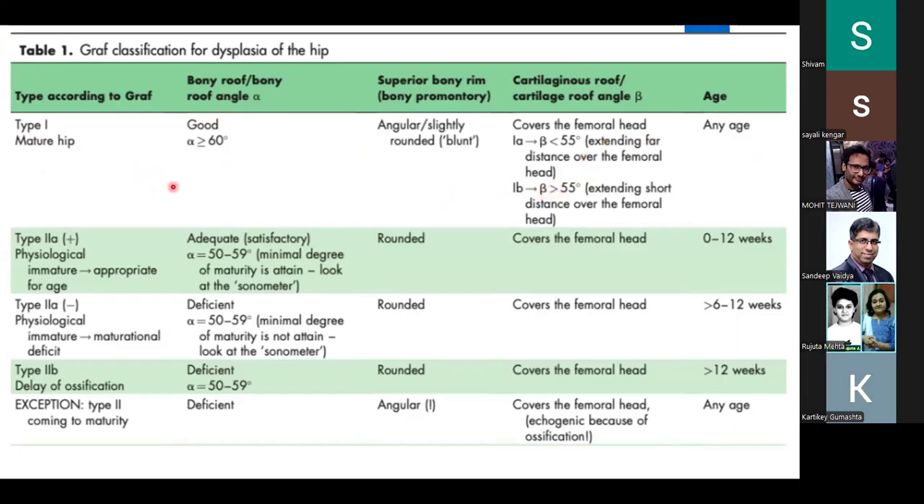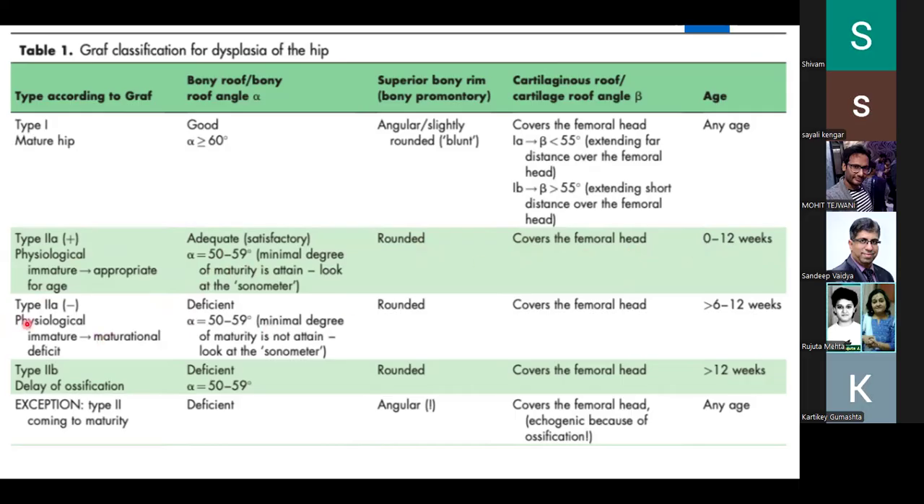Type 2A plus is physiological. The hip is immature but appropriate for age. The bony roof is adequate and the alpha angle is between 50 to 59 degrees. The cartilaginous roof covers most of the femoral head, and it is seen in 0 to 12 weeks.